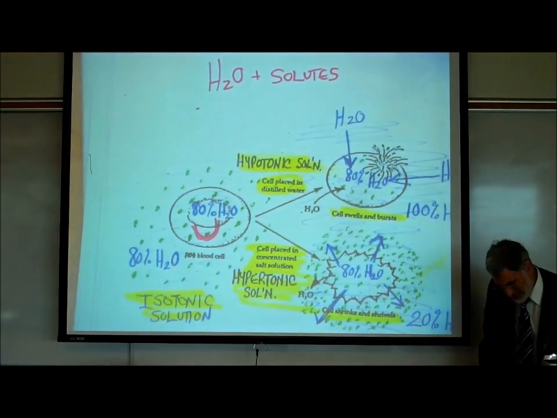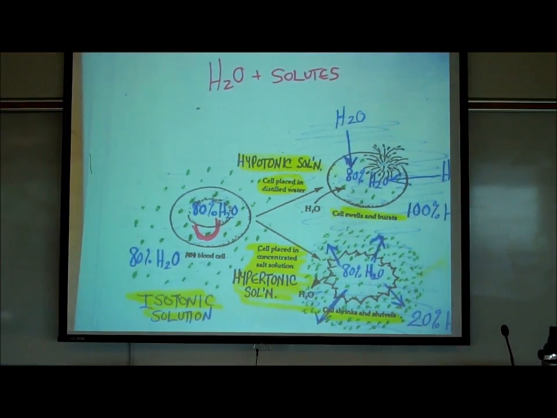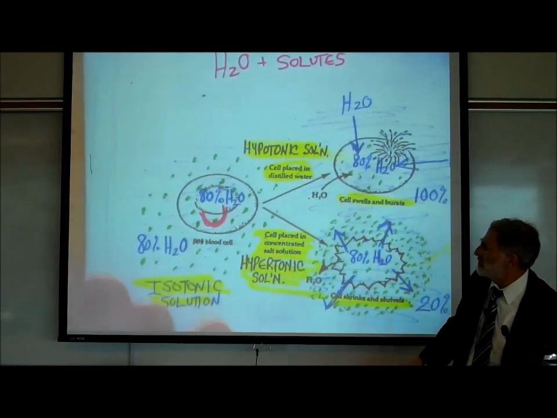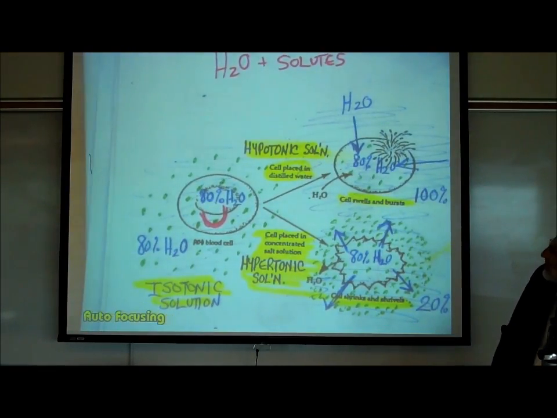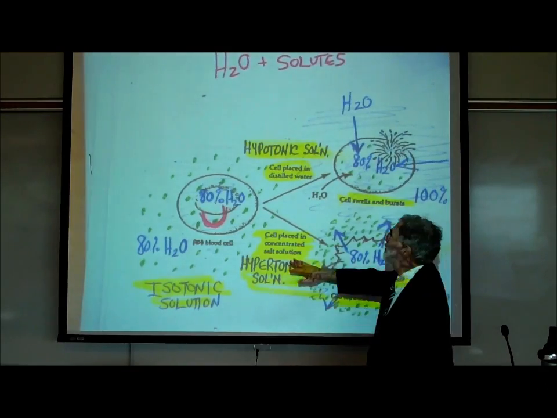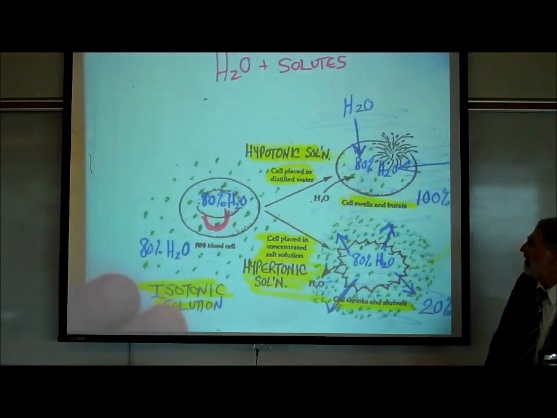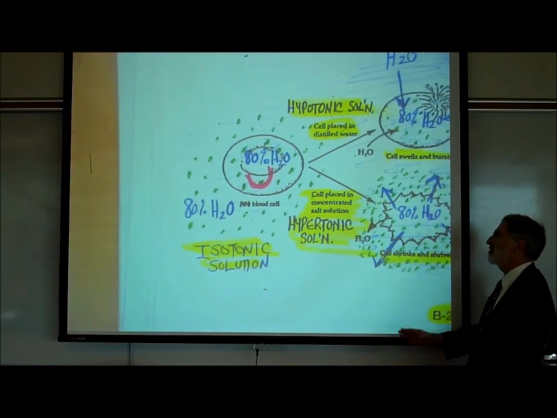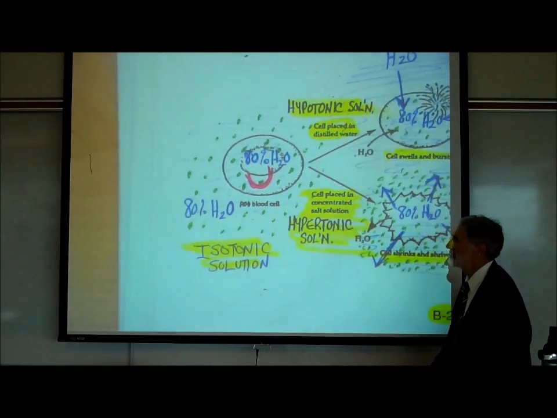Solutes are what's dissolved in the water. It just means chemical substances. So if the proportion of water and solutes on the outside of the cell is the same as on the inside of the cell, we say that that fluid on the outside of the cell is isotonic to the inside.